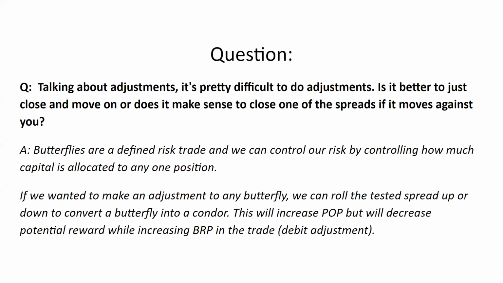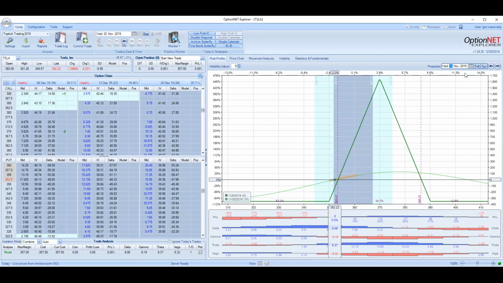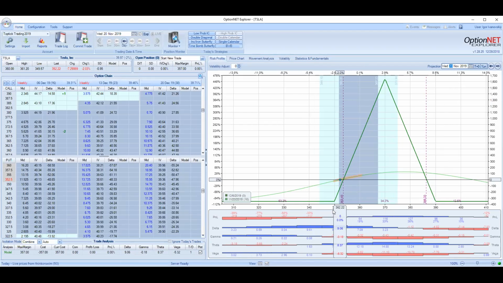Now, let me just switch over to my OptionNet Explorer screen, and I'm going to go back. So going back to this Tesla example, if I was bullish and I placed my trade out of the money around 370, my risk in this trade is $357.